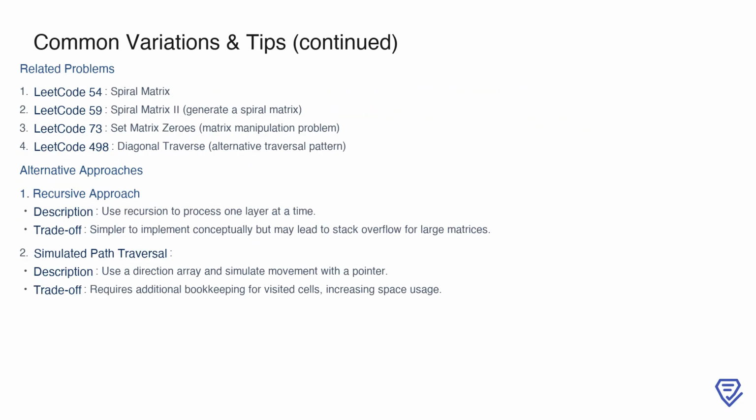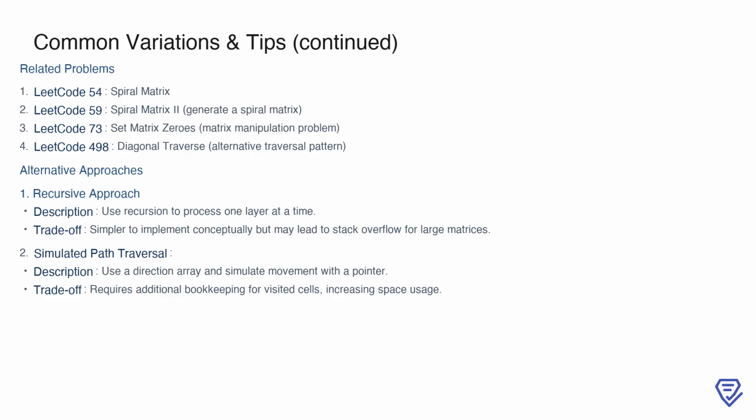Beyond the spiral matrix problem itself, there are related challenges that build on similar concepts. For example, LeetCode 59 involves generating a spiral matrix rather than traversing one, while LeetCode 73 focuses on setting matrix zeros, another type of manipulation problem. LeetCode 498 introduces diagonal traversal, which is an alternative traversal pattern. Exploring these problems can provide a deeper understanding of matrix manipulation techniques.